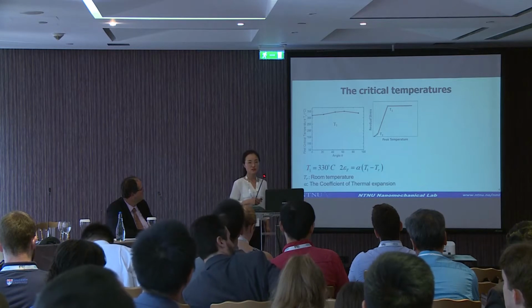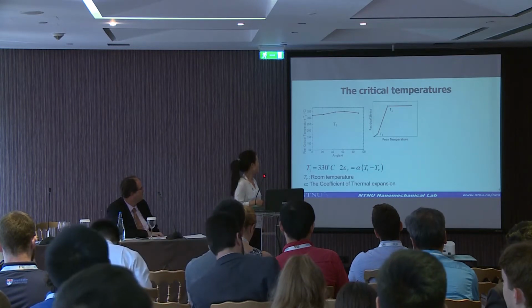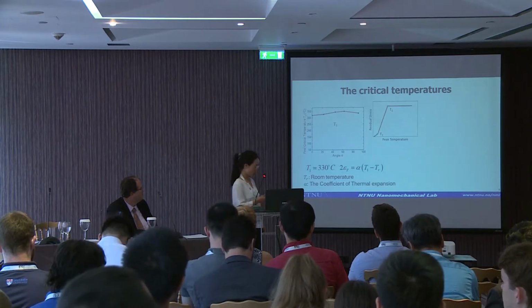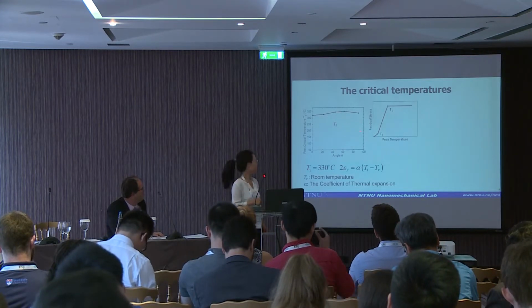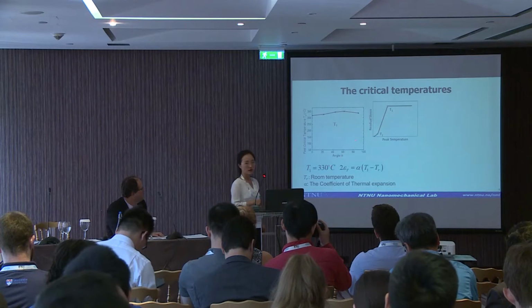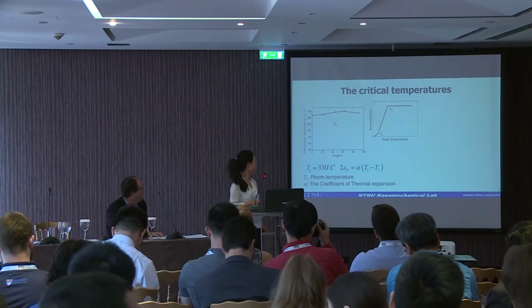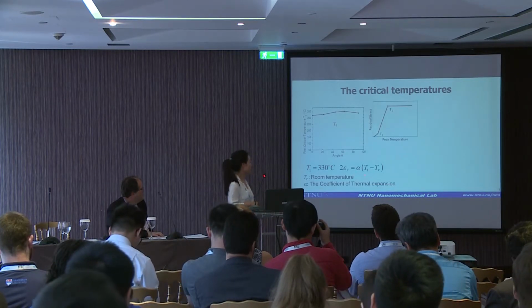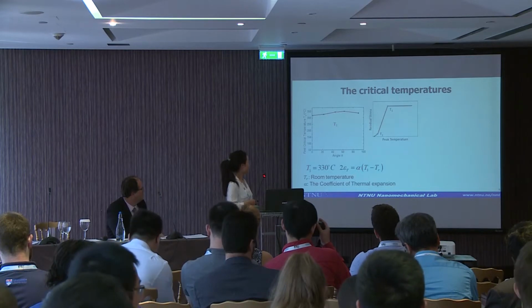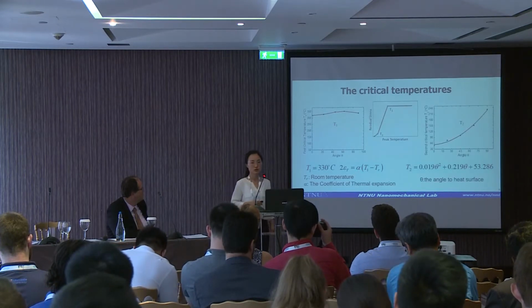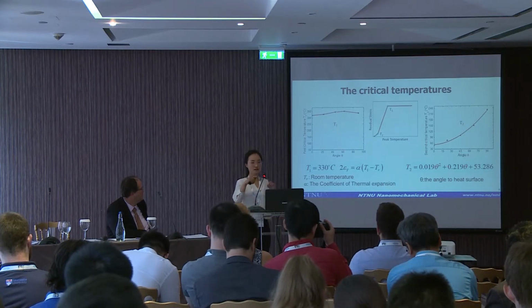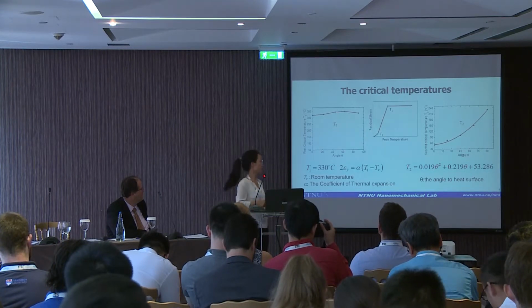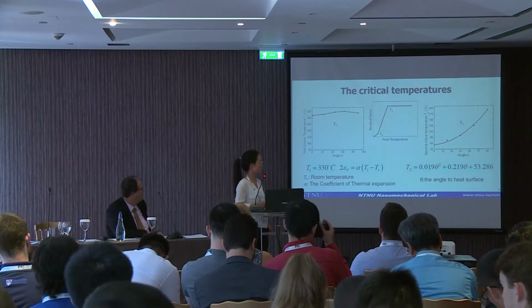From the simulation results, we know that no matter how much the angle is, T1 is almost constant. It's about 330 degrees. It can also be calculated by this function. But T2 is related to the angle. The angle is the angle to the heat surface. So another function is a quadratic function.